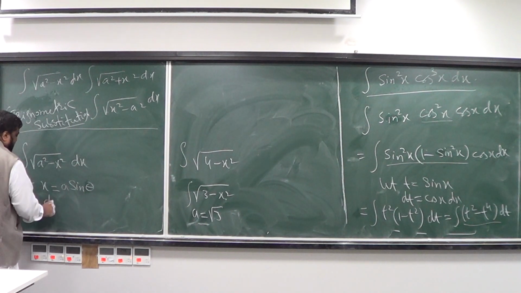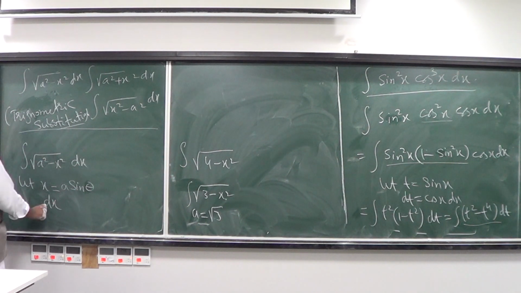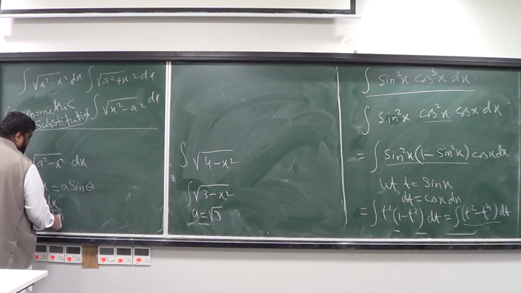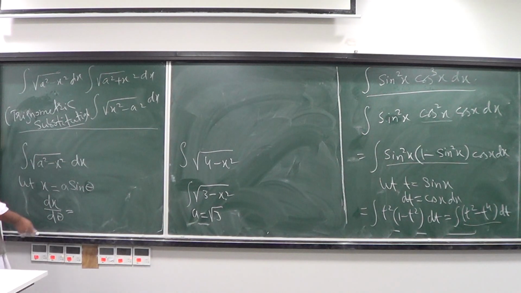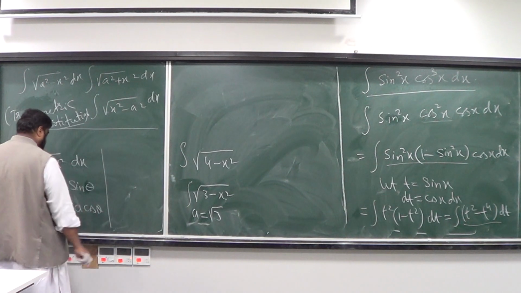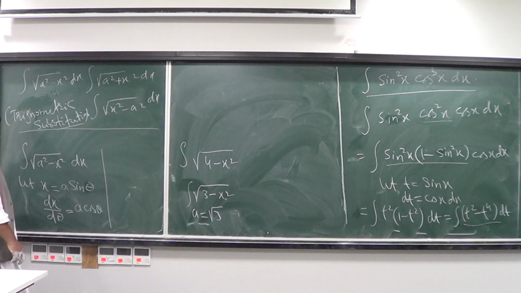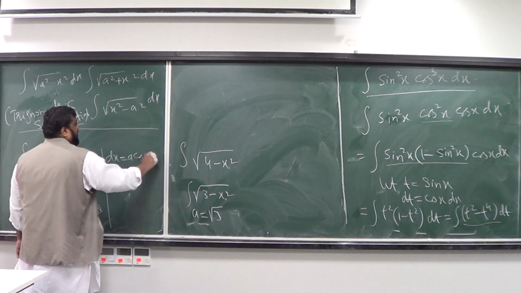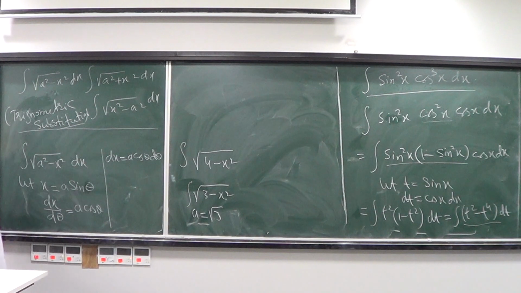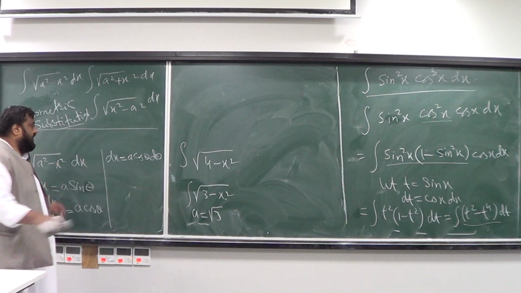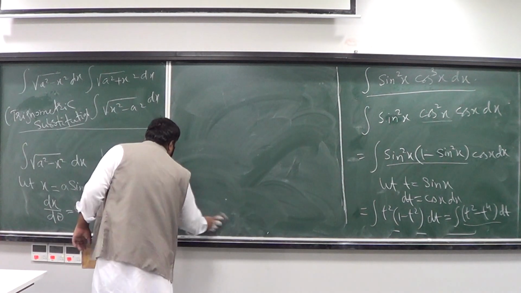So what would be the dx actually? dx by d theta is going to be A cos theta. In other words, dx will become A cos theta d theta. By the way, then make the substitution: wherever you see x, just substitute these values.